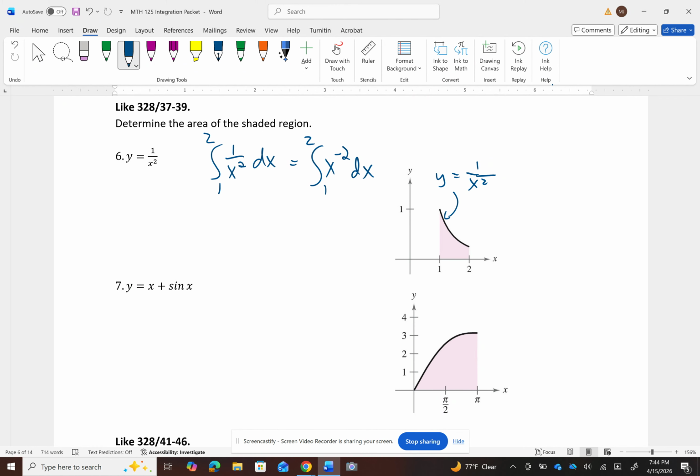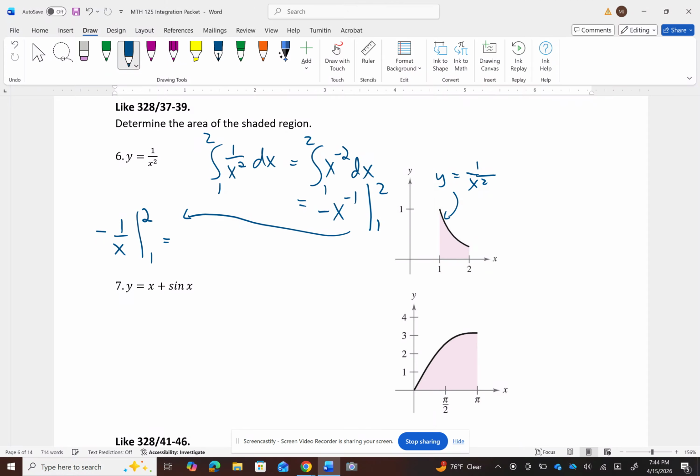So x to the negative 2 would have come from, add 1 to it, from a negative 1, but the negative would have come down in front, so we need to get rid of it. We'll put a negative there so that it'll cancel out when that exponent comes down in front. Now we need to evaluate that from 1 to 2. So I'm going to move this over here now. That's really negative 1 over x that I'm evaluating from 1 to 2.